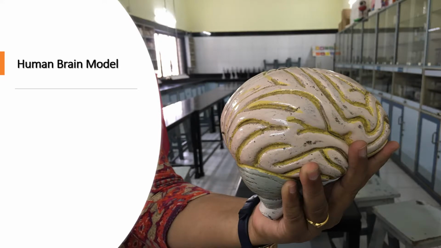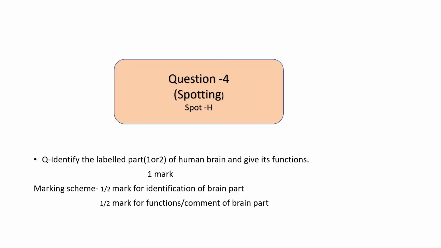This is the human brain model which is available in our lab. Students, today's practical is the study of the human brain and its different functions. It will be asked in your HSC board practical examination for question number 4, the spotting question. For the spot, a specimen, a model, or a picture will be kept for identification. This spot will carry 1 mark.